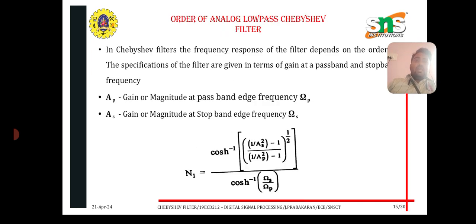The order of the analog low pass Chebyshev filter, n1, equals cosh inverse of 1 divided by as, where stop band attenuation is as and pass band attenuation is ap, that is, 1 divided by as square minus 1 divided by 1 minus ap square minus 1, whole power 1 by 2, which is the numerator term, divided by the denominator term cosh inverse of omega s, the stop band frequency, divided by the pass band frequency, omega p.